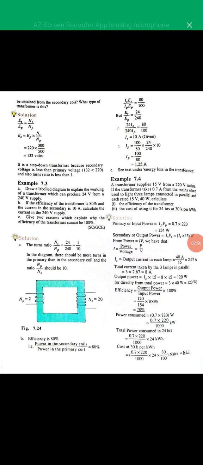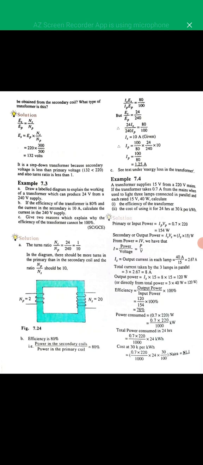The same formula gives you the answer: power output over power input times 100%. What's our power output? Our power input we already have. We don't have the current, and P equals IV. So how do we get the current for power output? Output is our secondary mains.